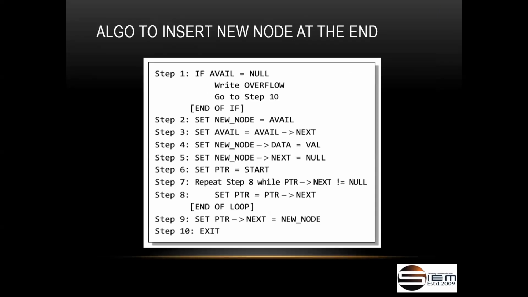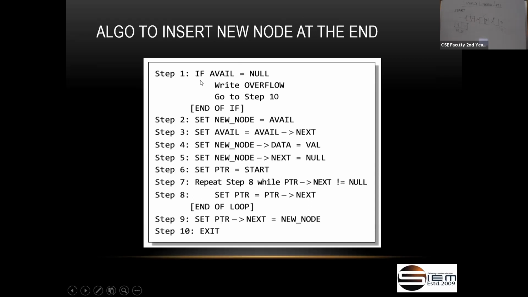Okay, ma'am. So you see the pseudo code here. These steps will remain the same. If avail equal to null, write overflow and go to step 10. Step 10 means wherever you write exit, that step you write down. In this case, it is step 10. End of if, set new node equal to avail, avail equal to avail next, new node data part equal to value. All these steps will remain same for all. And new node next part is null because it is going to be the last node.